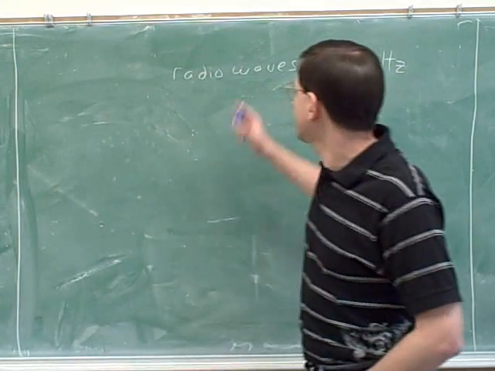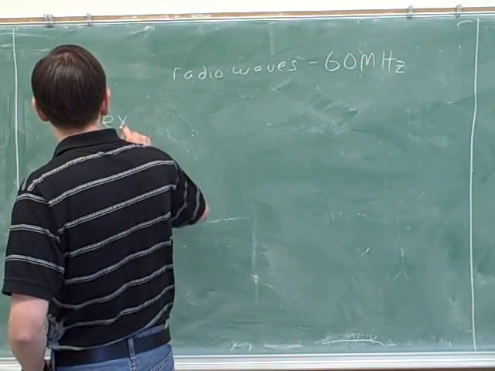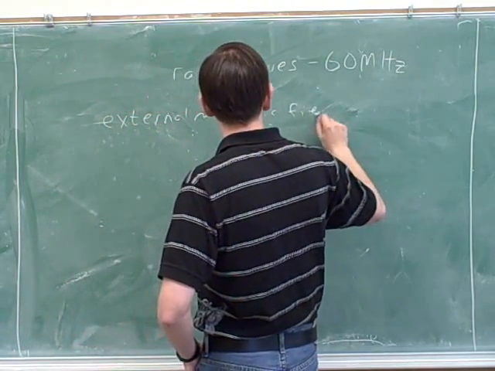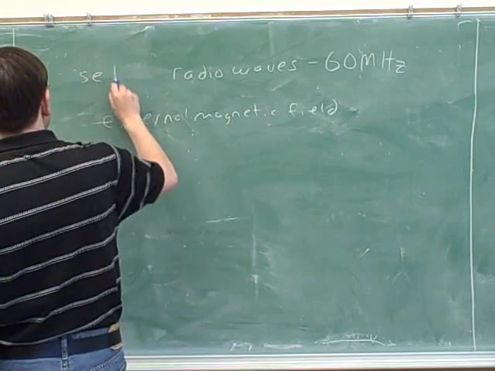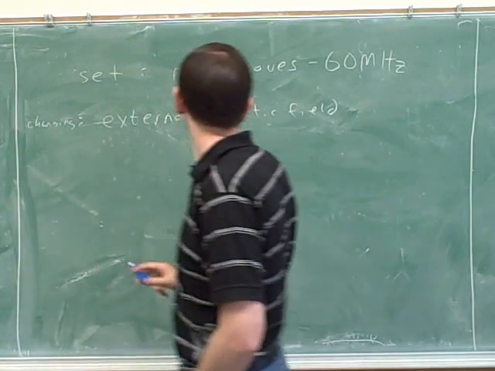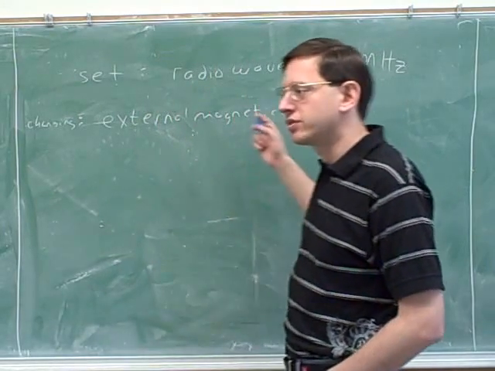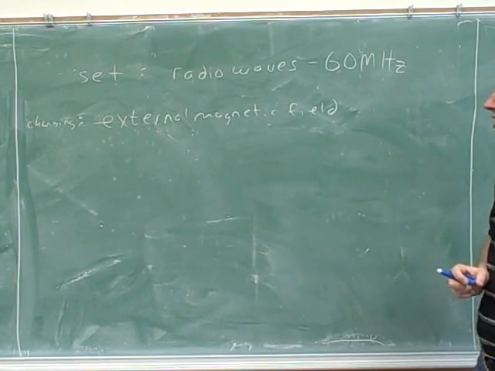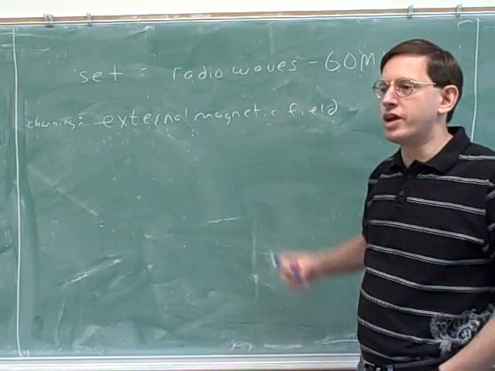The thing that allows the sample to absorb the radio waves is that you're also imposing an external magnetic field. So you set the radio waves at a certain level, say 60 megahertz, and then you start changing the external magnetic field. Usually you have a set radio wave emission that you're transmitting, and you're changing the external magnetic field. When the magnetic field gets to the right level, the sample will be able to absorb the radio waves.